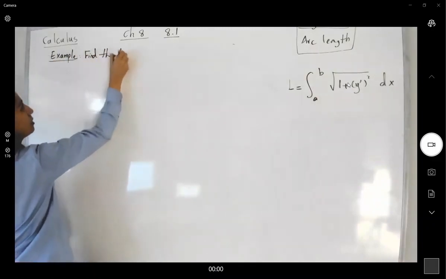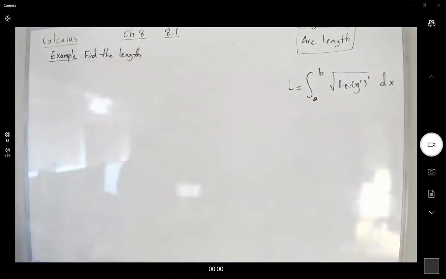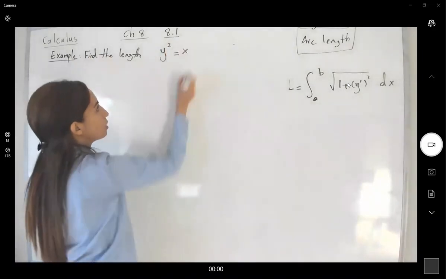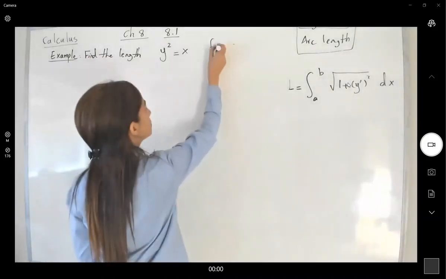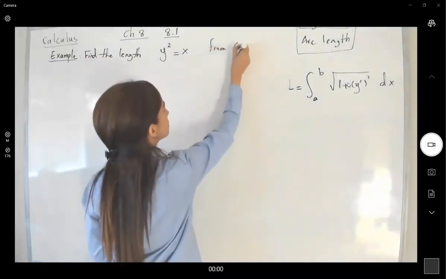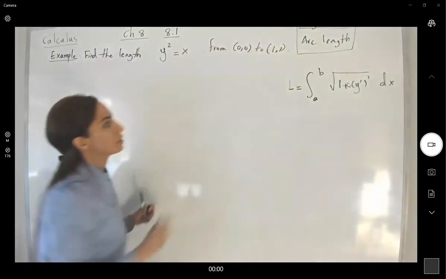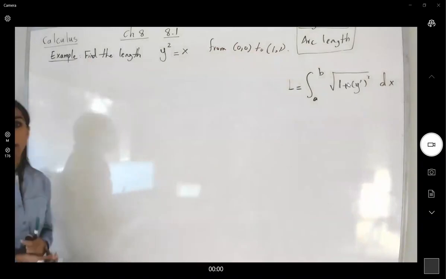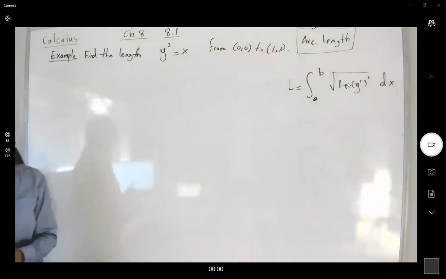Find the length of this guy, the parabola y squared equals x from (0, 0) to (1, 1). So you have the initial point, then you have your terminal point, and the question says, okay, find the arc length. There you go.